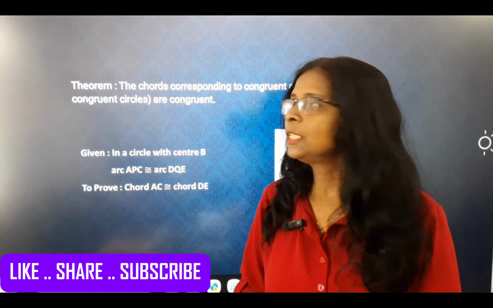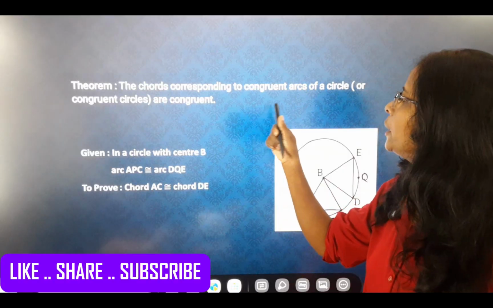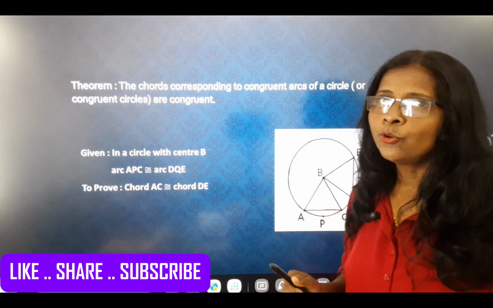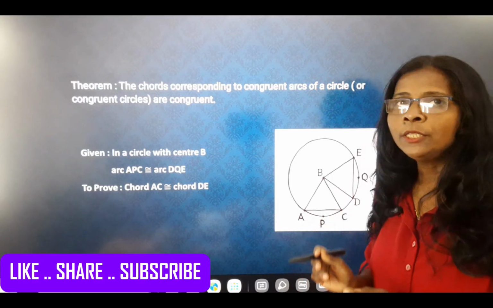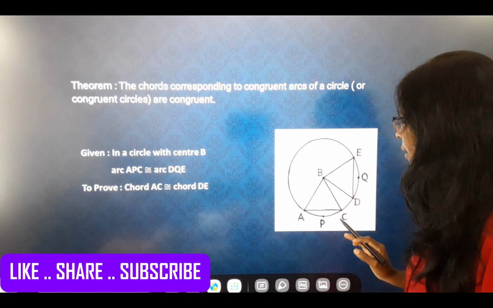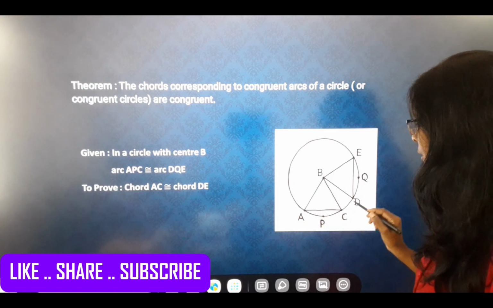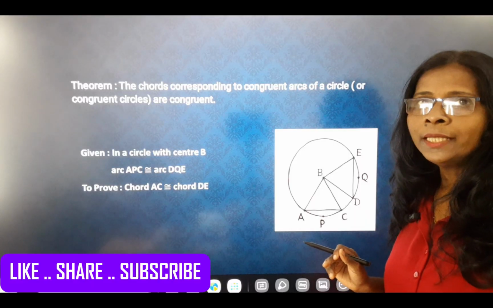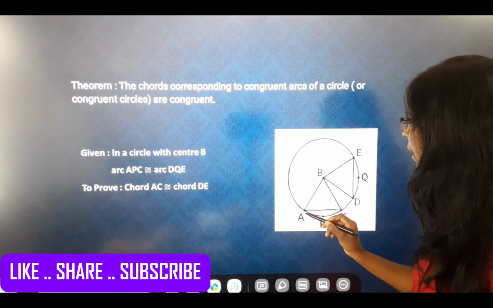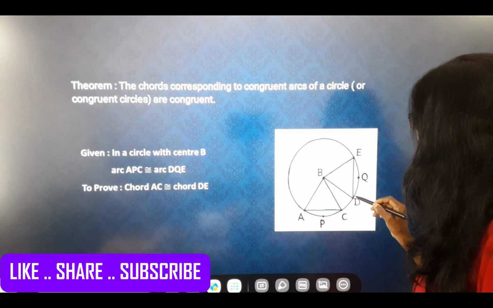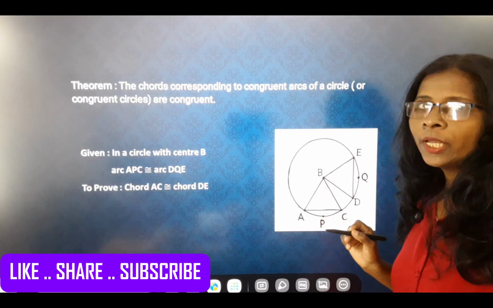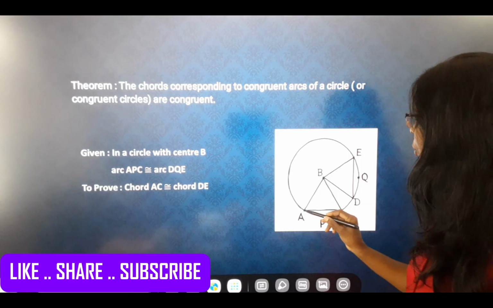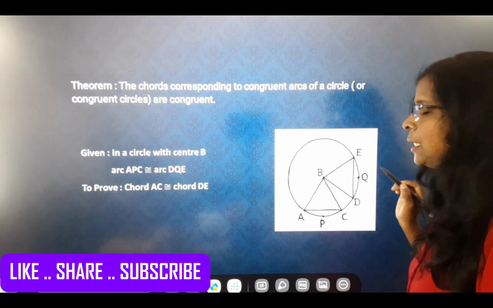Statement of this theorem: the chords corresponding to congruent arcs of a circle are congruent. So here from the statement we draw the figure, students. First we draw the chords, and with respect to the chords there are the arcs. So here we name the arc APC and arc DQE. These arcs are formed by the chord AC and chord DE respectively.